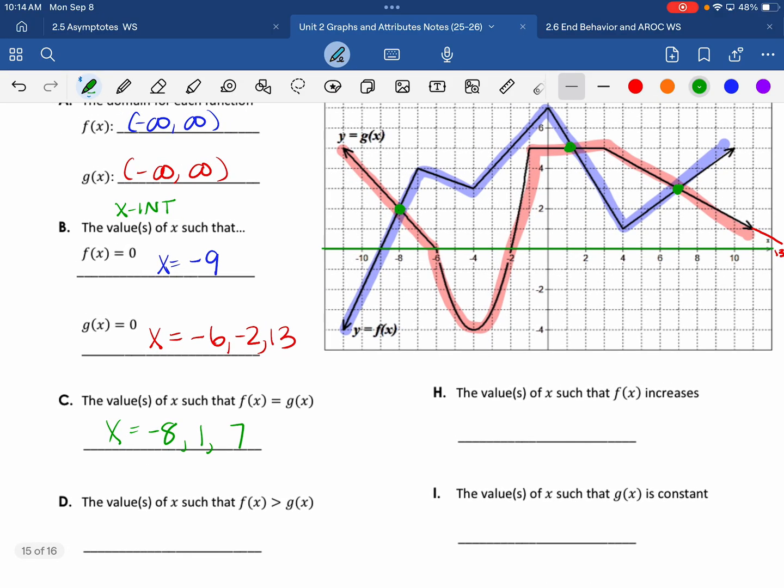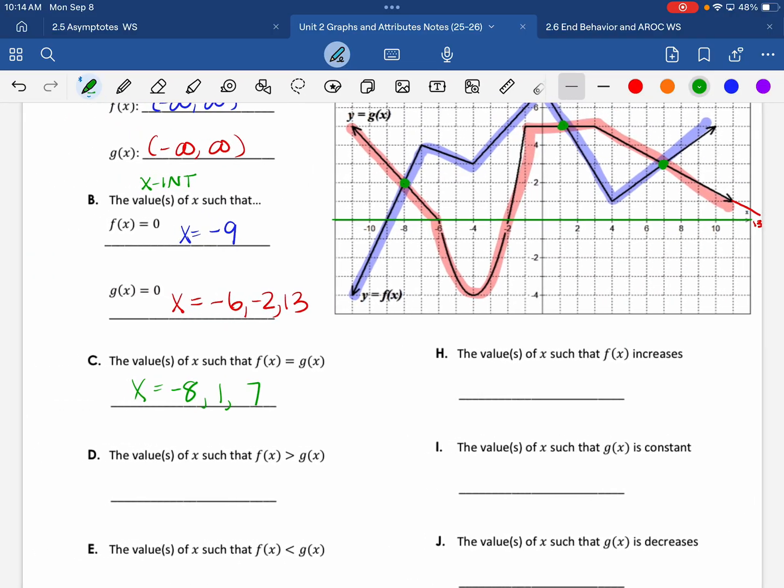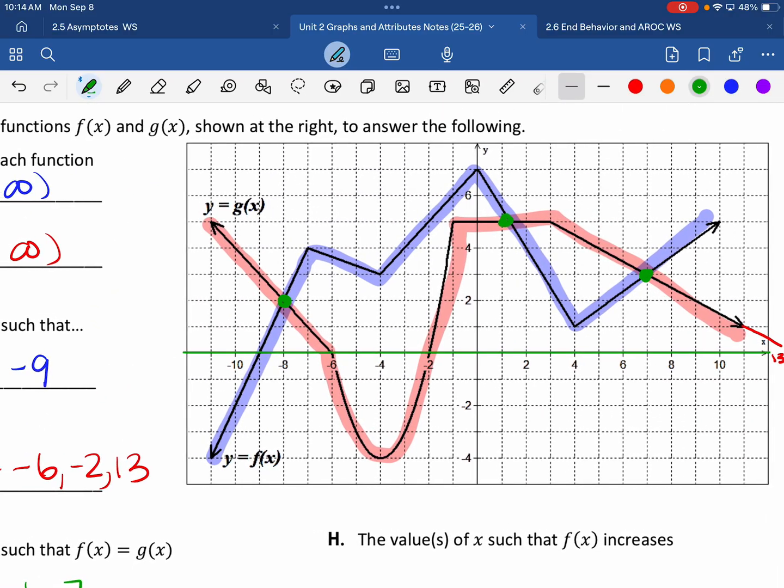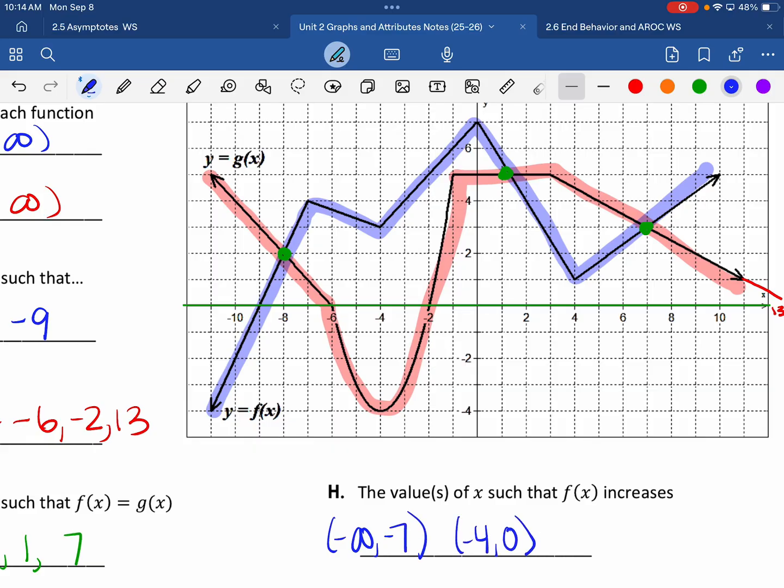All right, we're going to hop over here to H, I, and J real fast. Increasing and decreasing. So first we're talking about f. F is the blue function. So negative infinity, we're going to increase from negative infinity all the way to -7. And where else? -4 to 0. Negative infinity to -7. -4 to 0. And 4 to infinity.